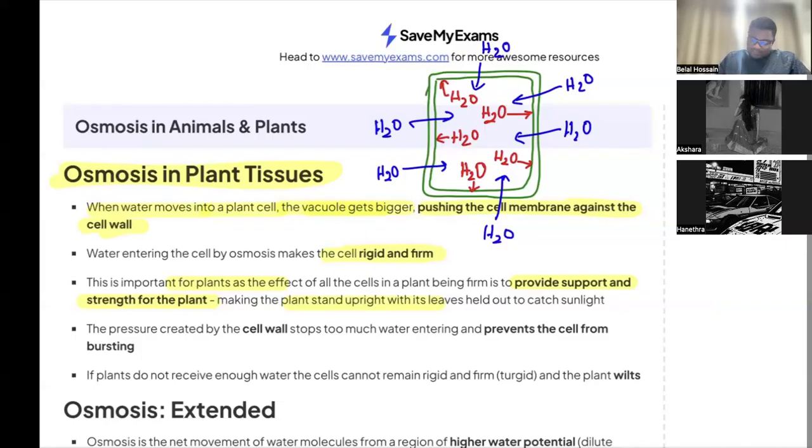Okay. So the pressure created by the cell walls stops too much water from entering. Again, the water enters as much as it can, then the water pushes on the cell wall, and that prevents more water from coming in. So the cell doesn't burst.